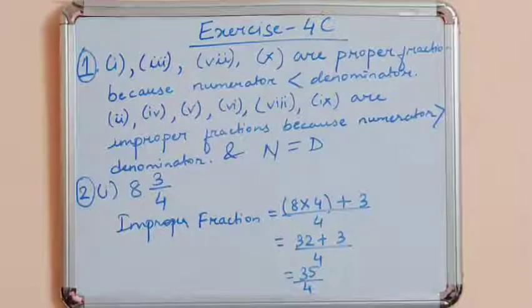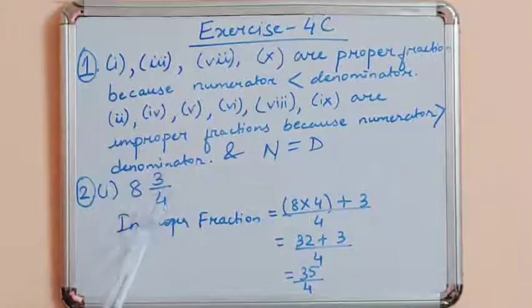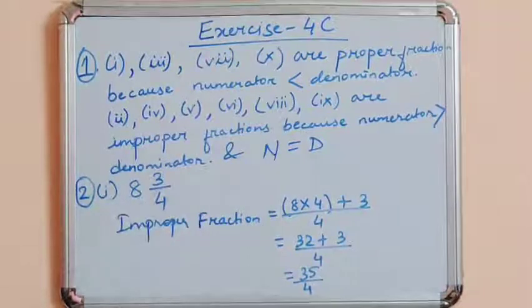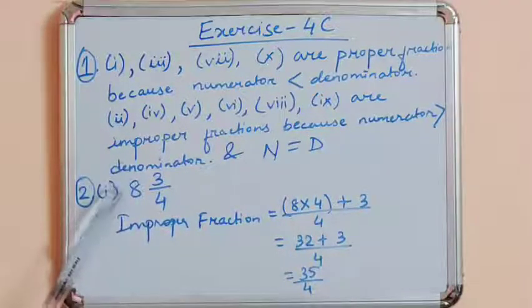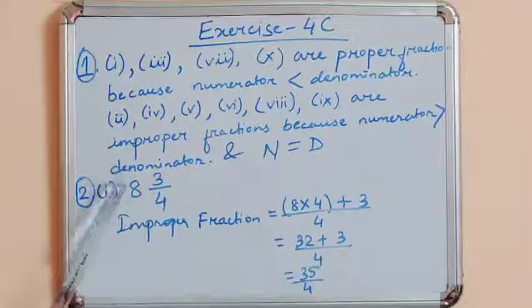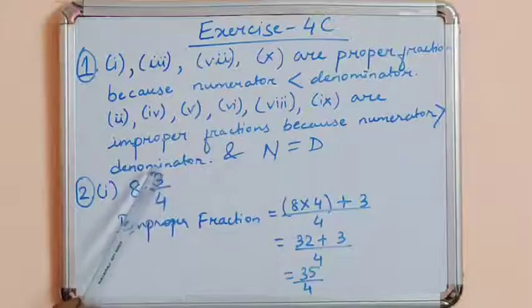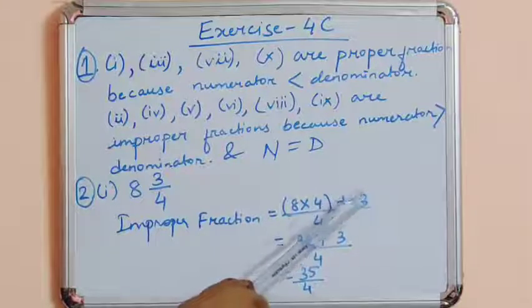So number 2, convert each of the following mixed fractions into improper fractions. So here 8, 3 by 4 is a mixed fraction. Anything written in this format is known as mixed fraction. We need to convert this into improper fraction. So first we have to take this integer, the whole number which is written here, and we have to multiply this with the denominator. First you multiply this with the denominator and add the numerator. Like I have done, 8 into 4 plus 3.